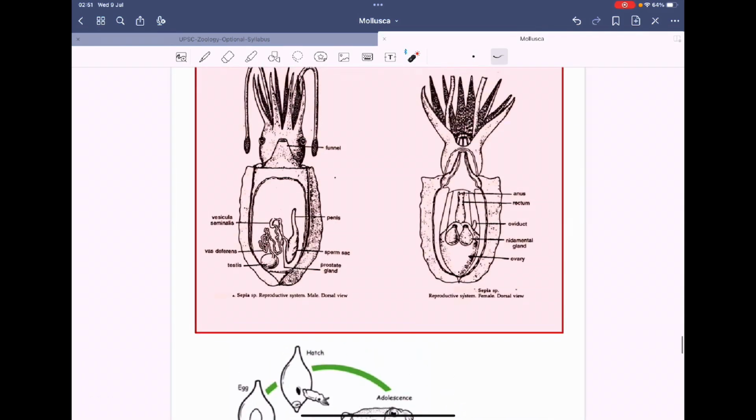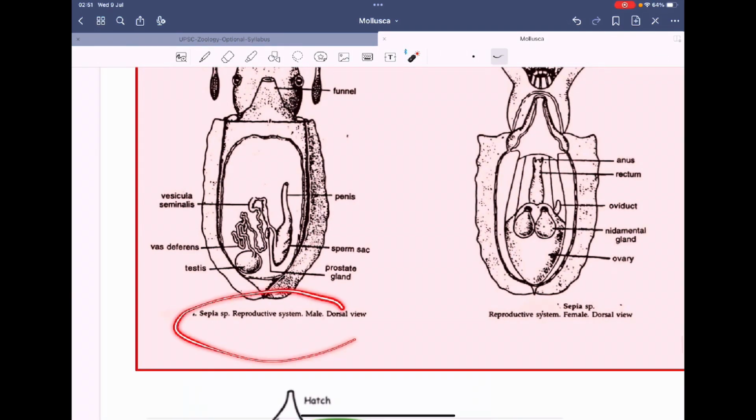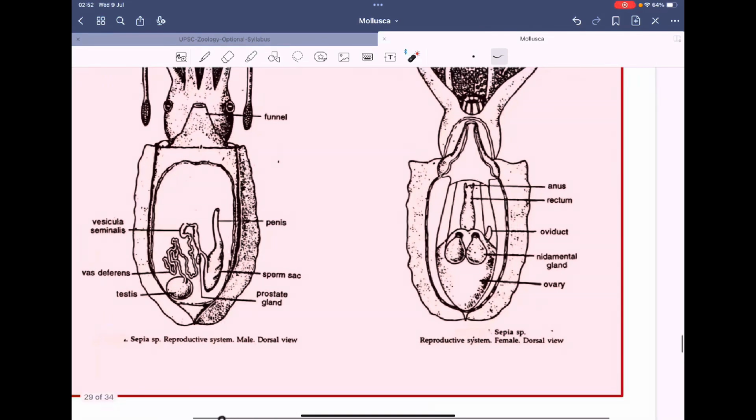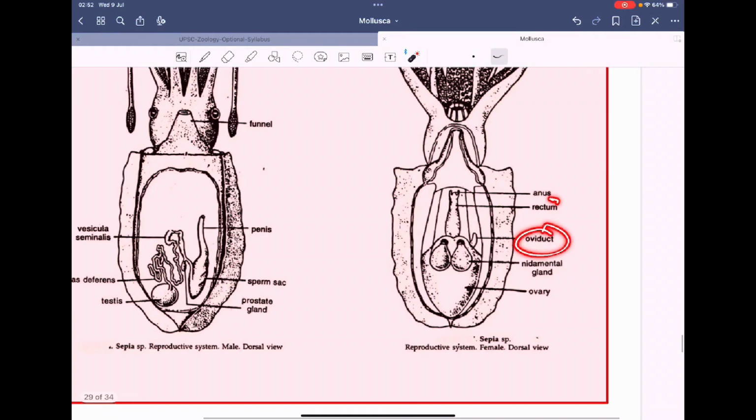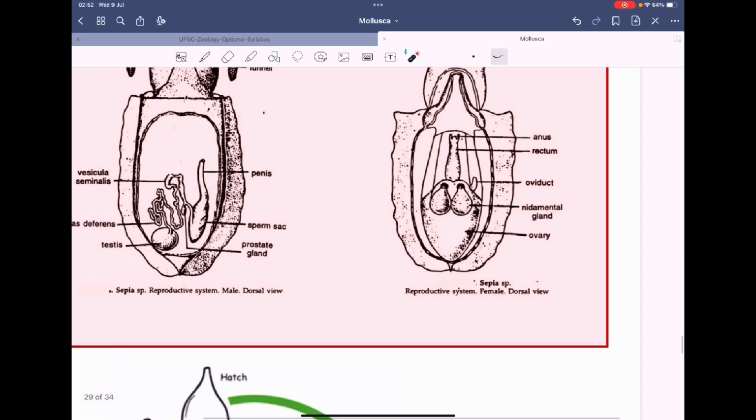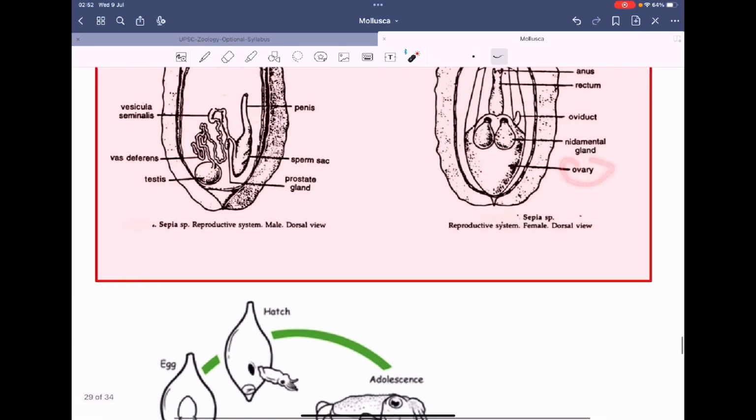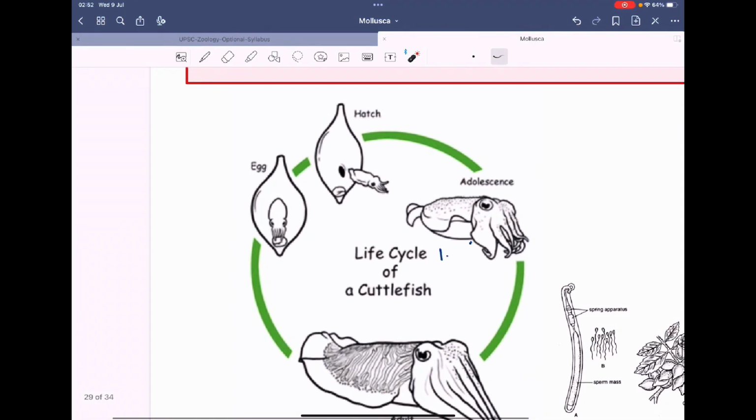Next is reproduction. If you see the male reproductive organs, there is a proper testis, there is vas deferens, there is vesicula seminalis, there is a penis inside it. The sperm sacs are present and the prostate gland is present. In females, there is a proper oviduct, there are nidamental glands, which are reproductive organs that have these glands. The ovary is present. First of all, there will be production of an egg.